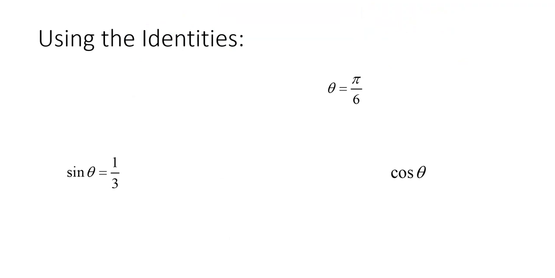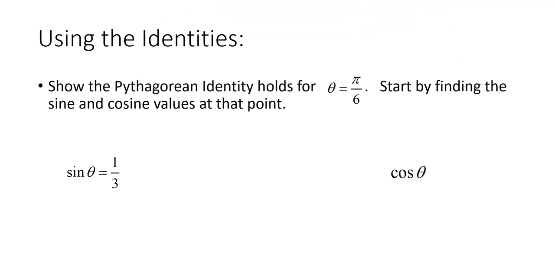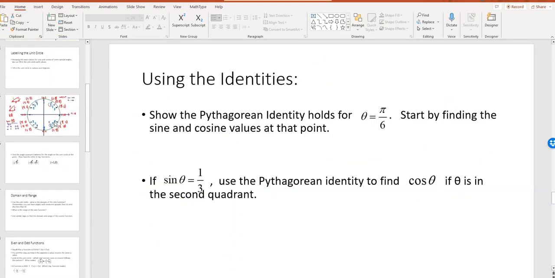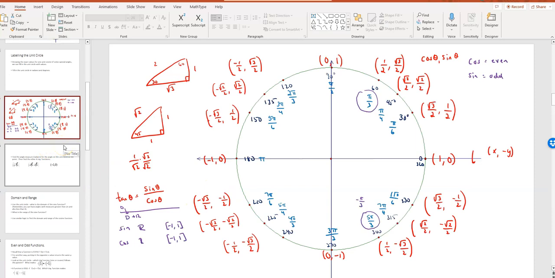So let's try a couple of them, show that it works. So this one says, show the Pythagorean identity holds for theta equals pi over 6. So start by finding the sine and cosine values at that point. Ooh, do I have to go all the way back to my unit circle? Why not? Here's my unit circle. At pi over 6, the first coordinate, the cosine, is root 3 over 2. The second coordinate is a half.